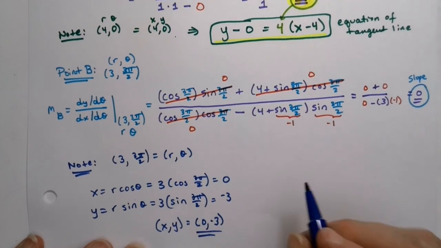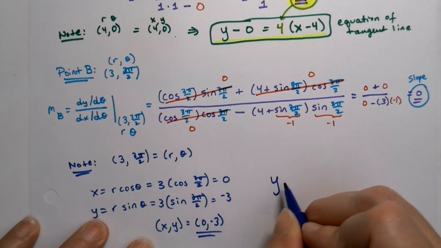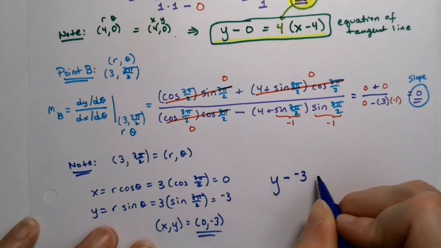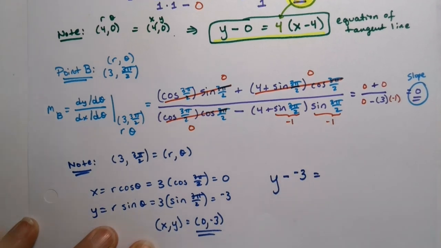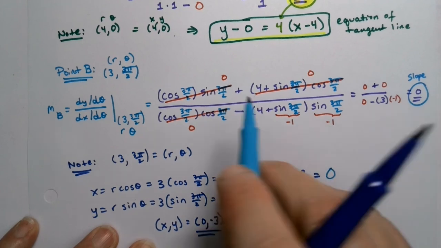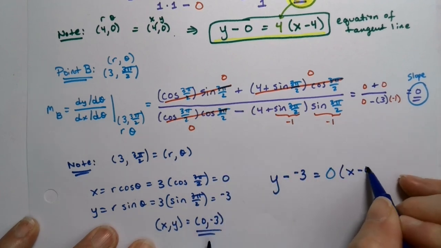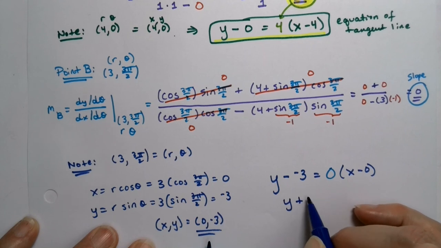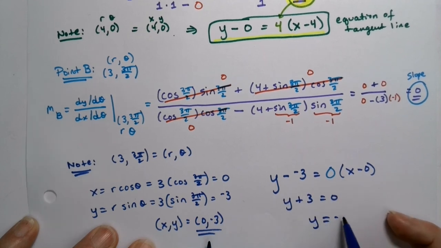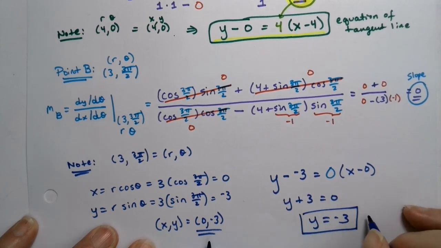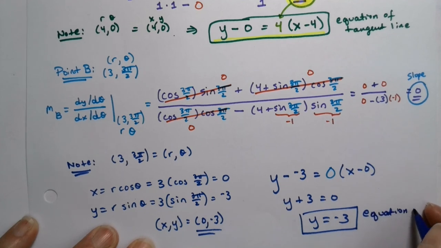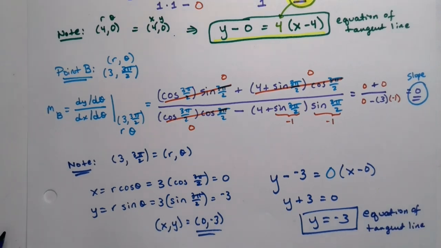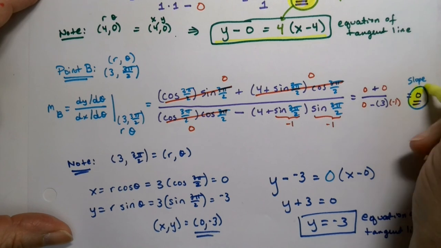Now, why do I want that? Well, because if I want the equation, it'd be y minus a -3 equals 0 times x minus 0. In other words, y plus 3 equals 0, which means y equals -3. That's the equation of the line. They didn't ask for it, but it doesn't hurt to find it. What they asked for was the slope, which I found right here, right there.